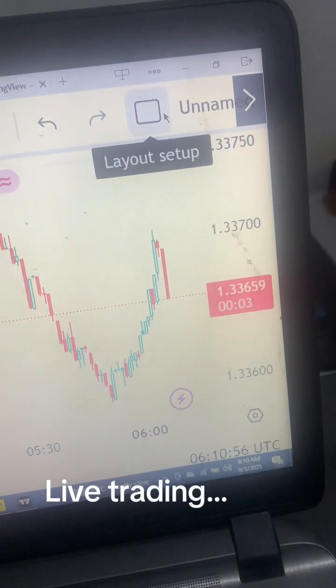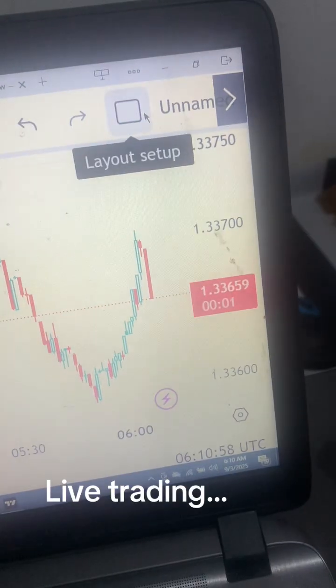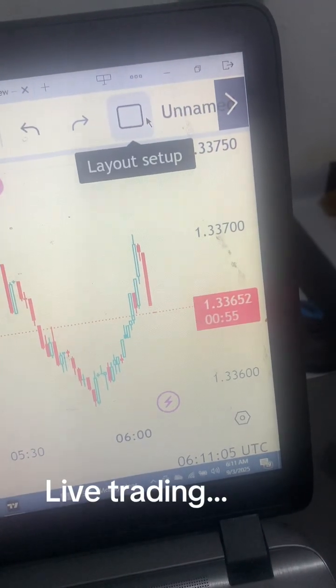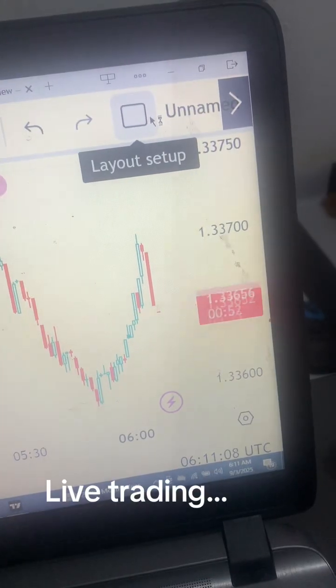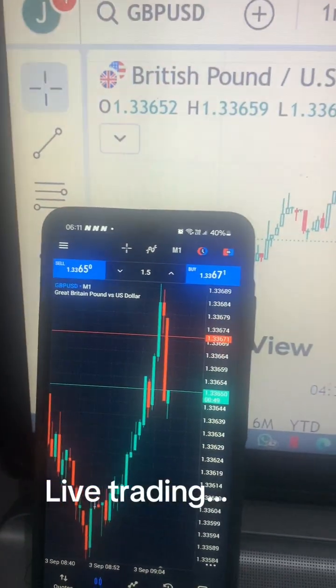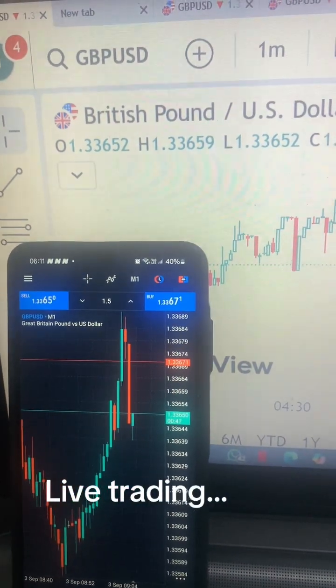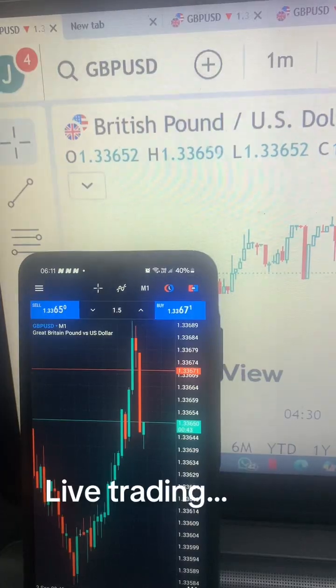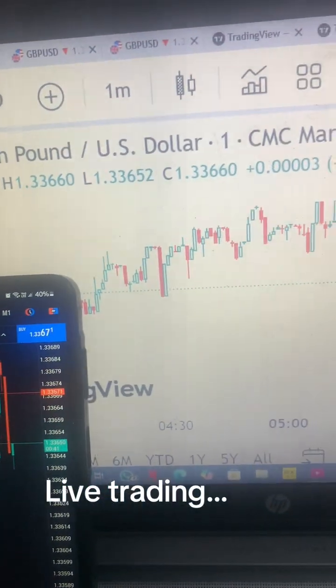So first of all, you've got to get your apps. You have to get a broker, and the broker will serve as an intermediary between yourself and the financial market. The broker is going to help you in the market with your funds. And so once you choose the right broker, you are good to go.